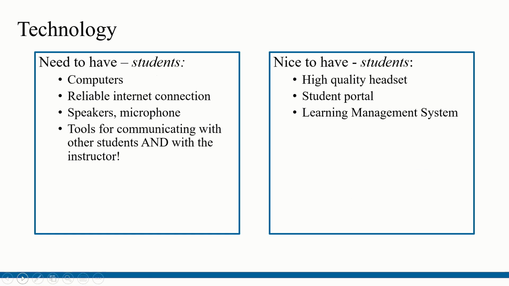Some need to have for students. So students need to have computers, a reliable internet connection, speakers and a microphone, and then tools for communicating with other students and with the instructor. And Maya's going to talk a little bit more about things like discussion boards, and I previously mentioned something like Google Hangout. There are a lot of kinds of tools, and students are very adept at communicating with each other using technology. Some nice to haves would be a nice quality headset, and as we've mentioned before, a student portal and a learning management system.